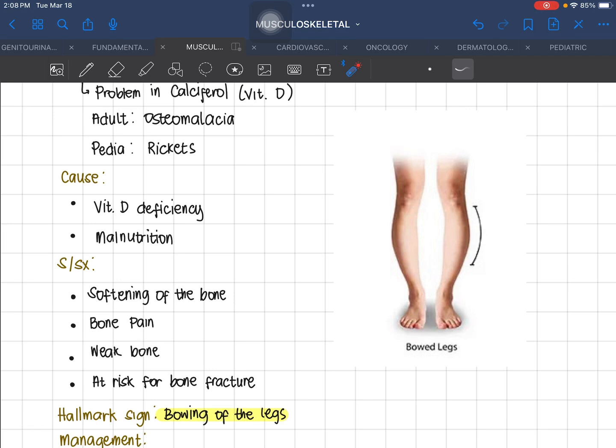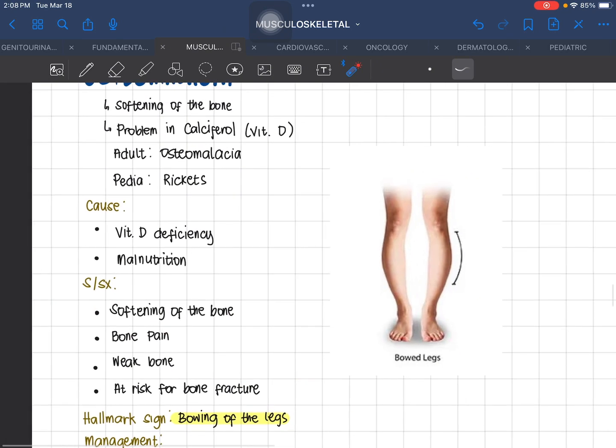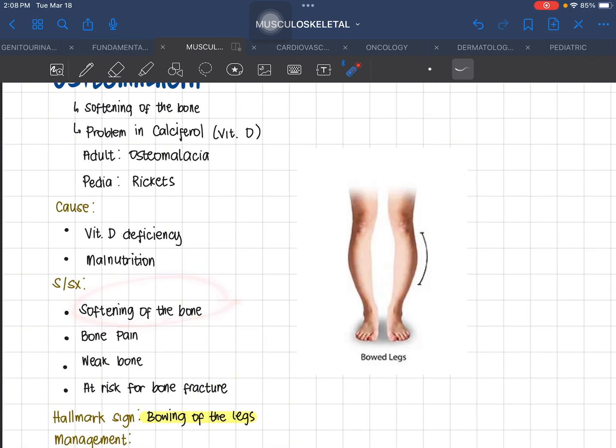Again, ang cause ng osteomalacia ay vitamin D deficiency and malnutrition. So, signs and symptoms, softening of the bone, bone pain, weak din ang bone mo dahil nga nagsusoften yung bone mo. So, weak siya. And then, may pain kang na-experience sa bone. So, at risk ka for bone fracture.